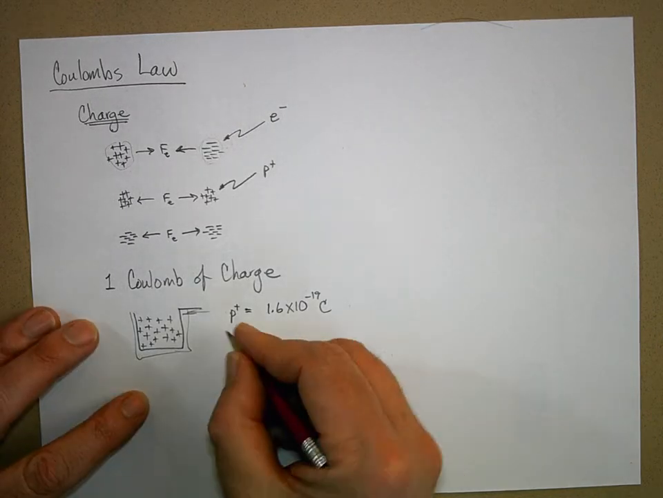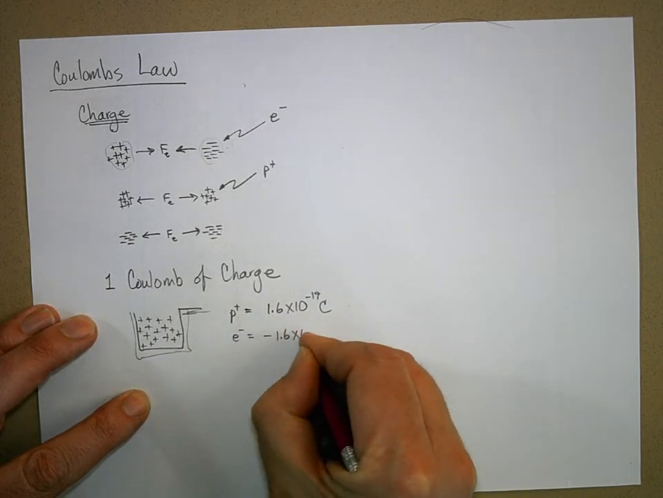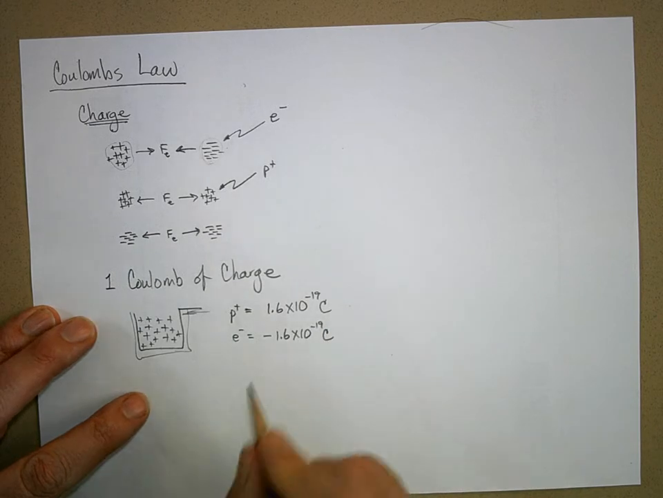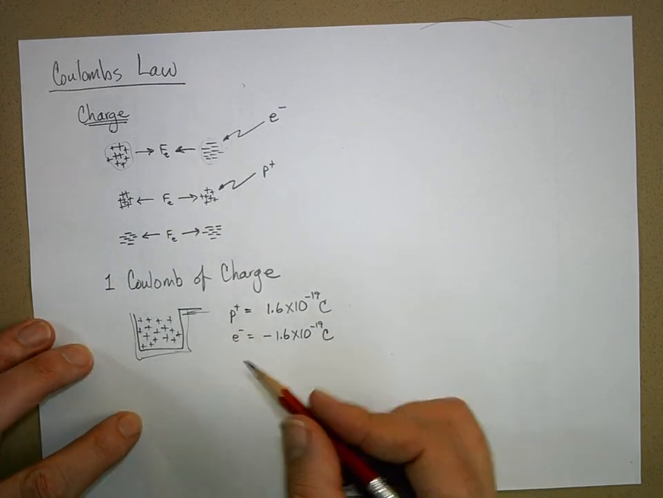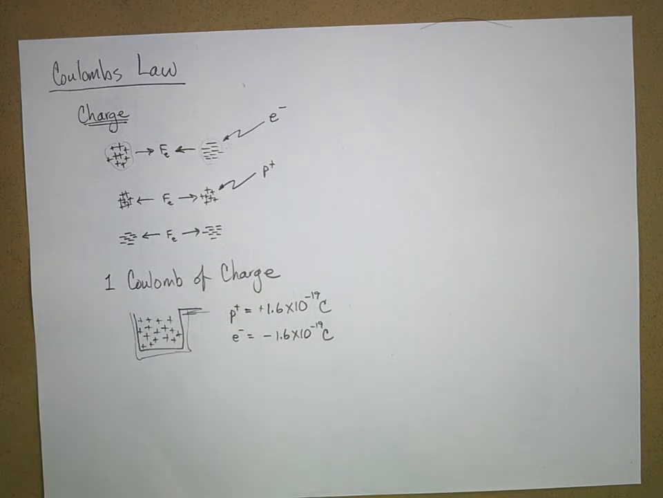And an electron just has the same amount of charge, but we say it's negative. And it's very convenient to give protons what we call a positive charge, and electrons a negative charge. It matches how Benjamin Franklin described it, and it works mathematically as well with Coulomb's law, as we're going to see.